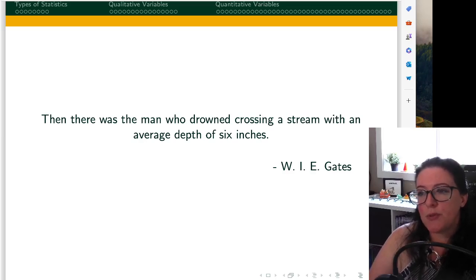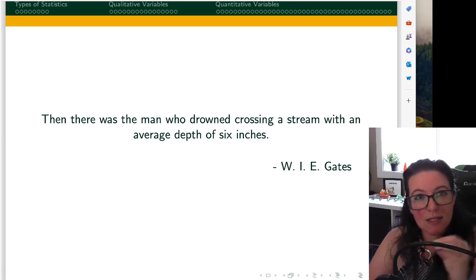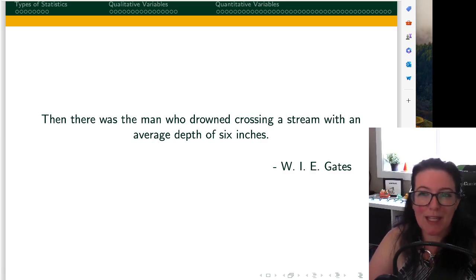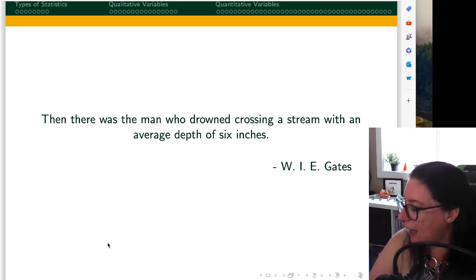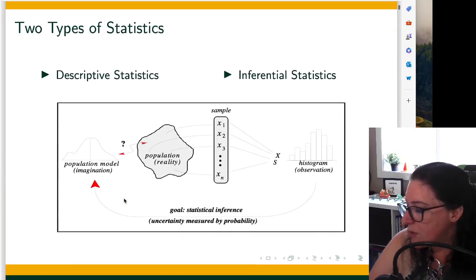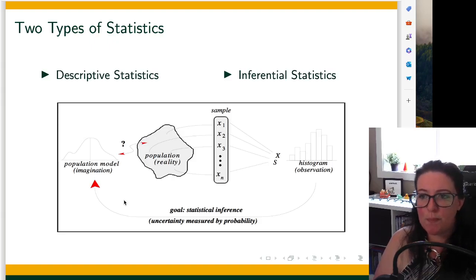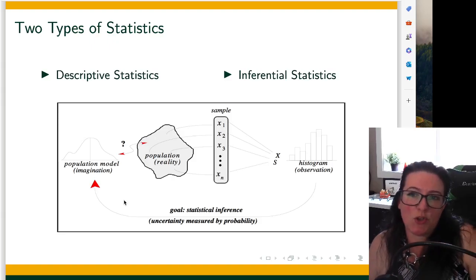So we need to be able to understand the difference between raw data and our summary statistics, our population parameters, as we are analyzing our data. So in this video, we're going to talk about the difference between descriptive statistics and inferential statistics.